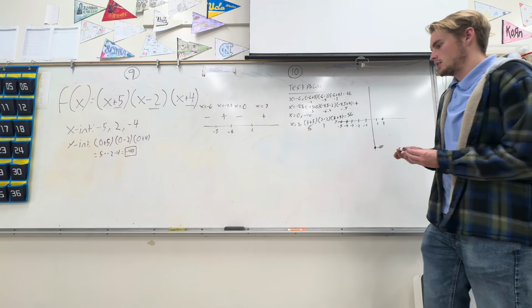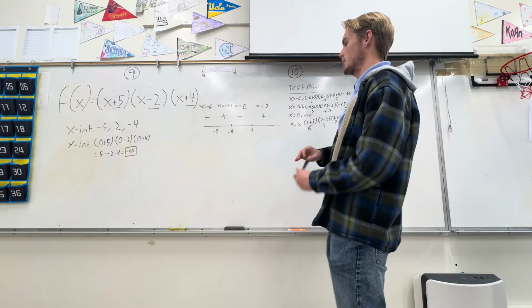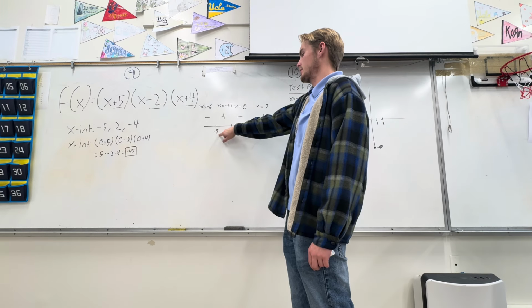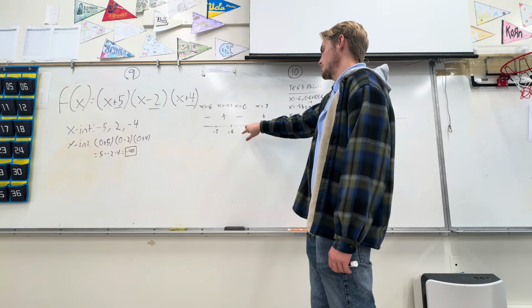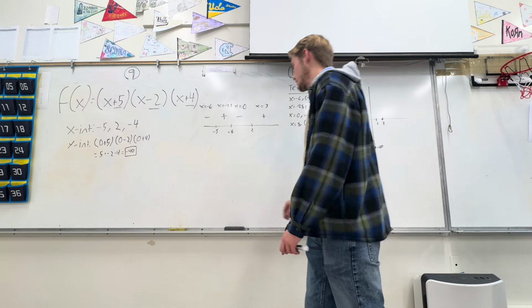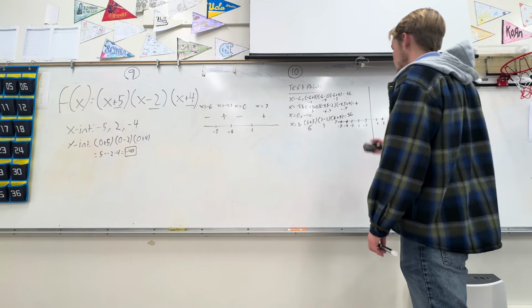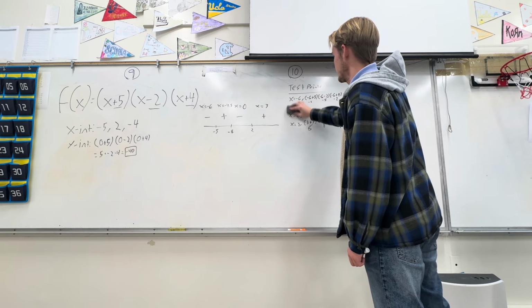All right, so now we've got all our test points. We know our graph's going to go negative until it hits -5. It's going to go positive after that between these two, negative between these two, and then positive to the right. So let me make some room on our graph. We can erase our test points.